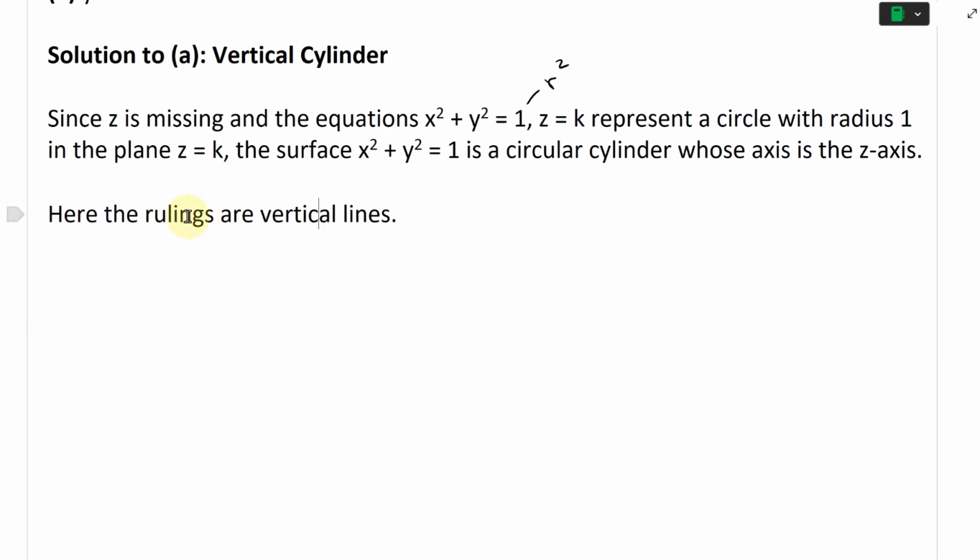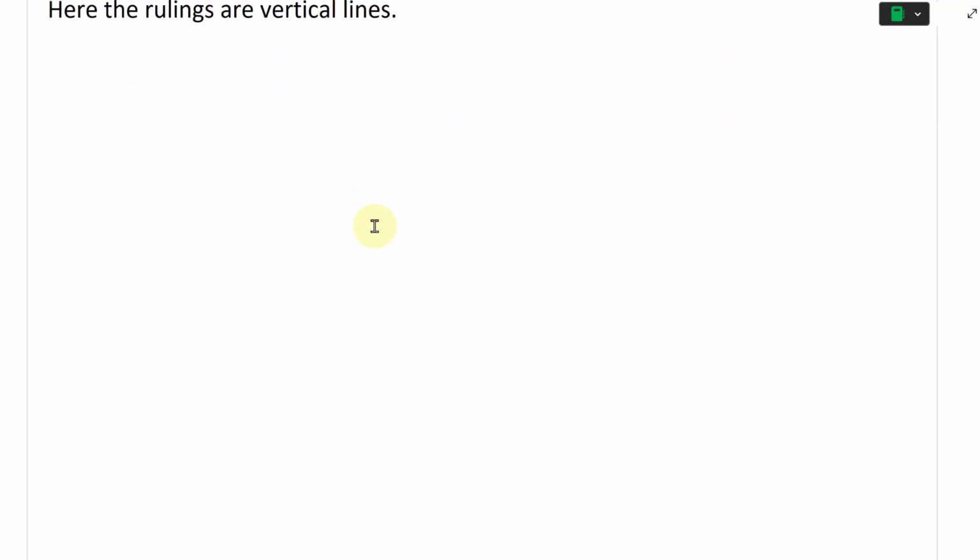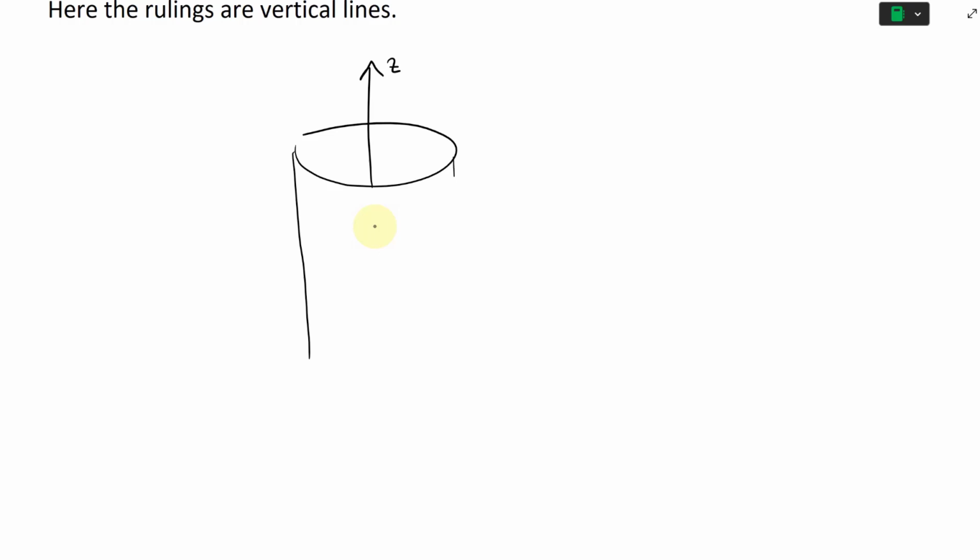That means we're going to have rulings that are vertical lines. So let's just draw this out. We're going to have a cylinder. It's going to be a vertical cylinder like this, and then the z-axis goes through on the top like that. It's going to look something like this.